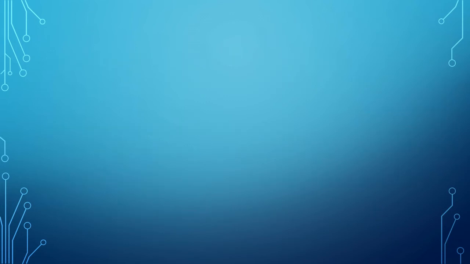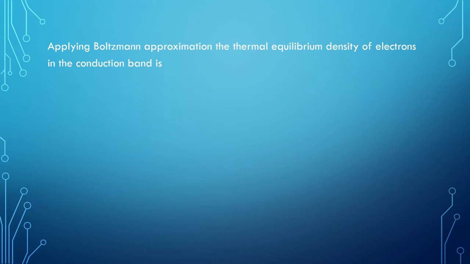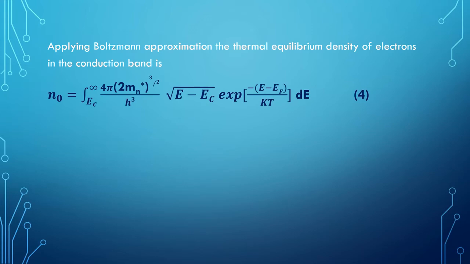Now we apply the Boltzmann approximation to the thermal equilibrium density of electrons in the conduction band, that is N0 equal to the integral with limits. Why is the upper limit infinity and the lower limit EC? Because we consider EC energy, that means conduction band energy. So the lower limit is EC.